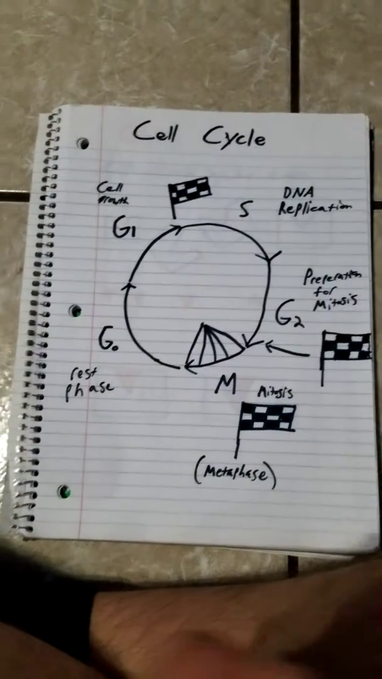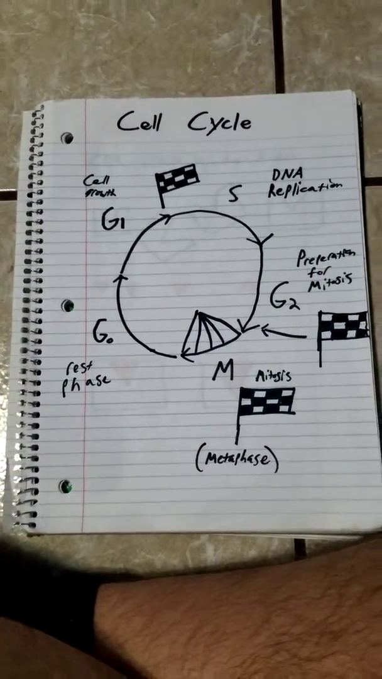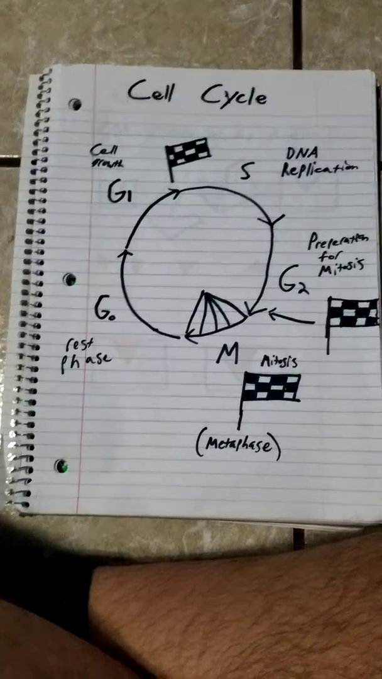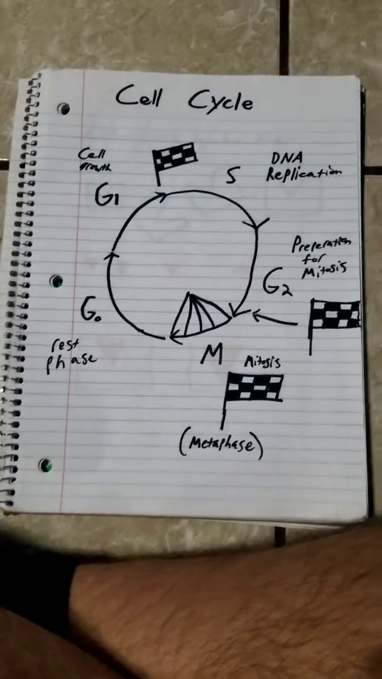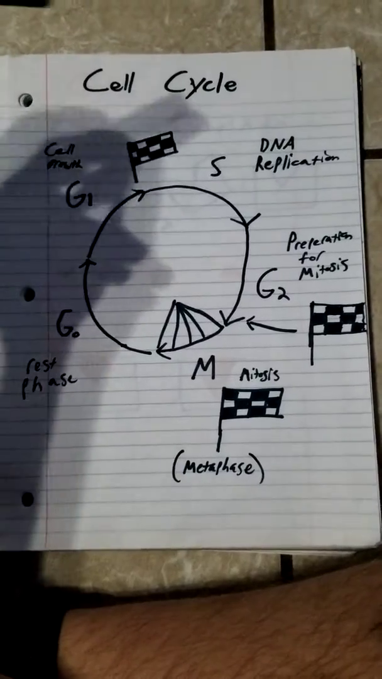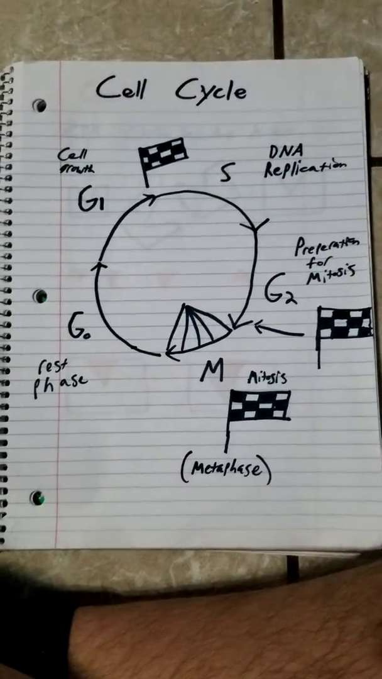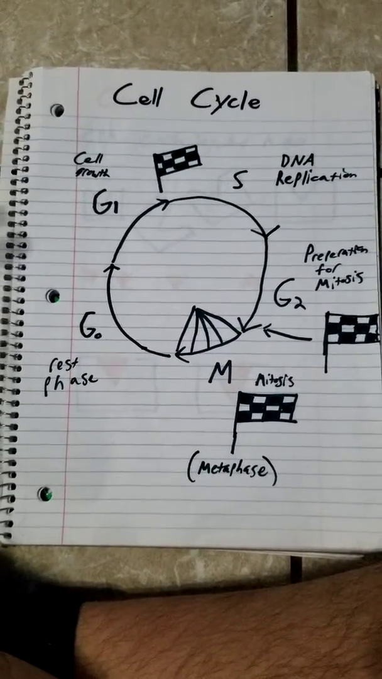Hey guys, today I'm going to be telling you about the cell cycle, how it happens, and the differences between mitosis and meiosis. So what is the cell cycle? The cell cycle is a process that most of our cells go through, not all cells, in order to duplicate themselves.